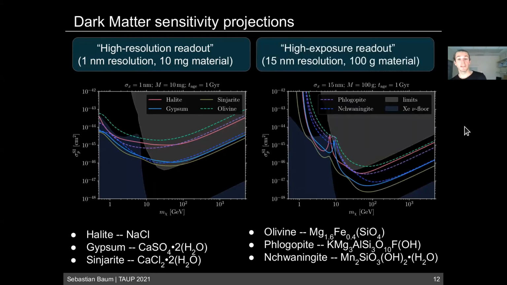You could run a different type of experiment, what we call the high exposure readout. So here you sacrifice some spatial resolution to get a larger sample, to get more exposure. So something like 50 nanometer resolution for 100 grams of material is something that we believe is achievable with hard X-ray microscopy that you would have to do at a synchrotron facility. And if we now again look at the sensitivity, it's not quite as sensitive as our high resolution scenario at low dark matter masses, but you can get sensitivity a few orders of magnitude below current limits at heavier WIMPs above something like 30 GeV.